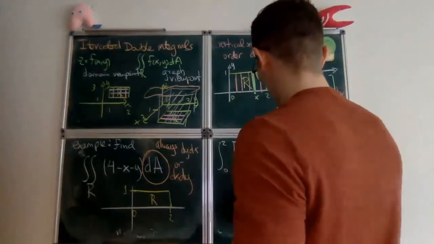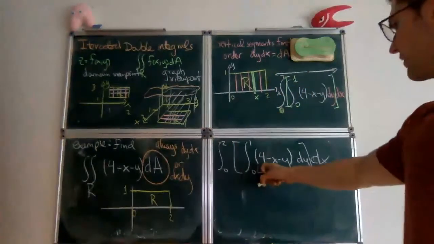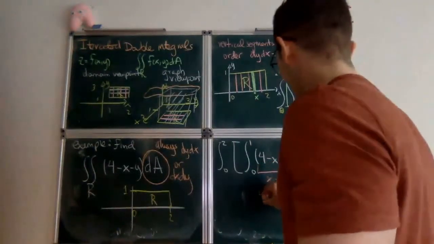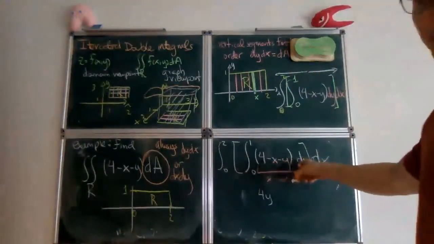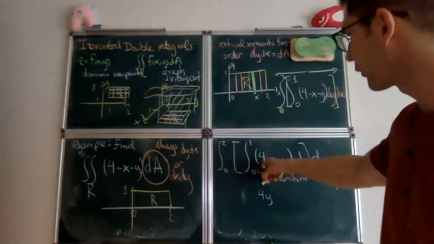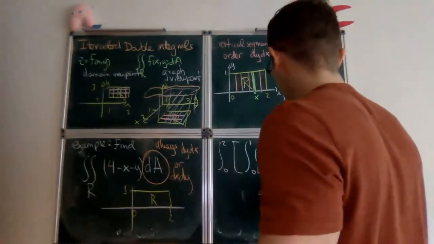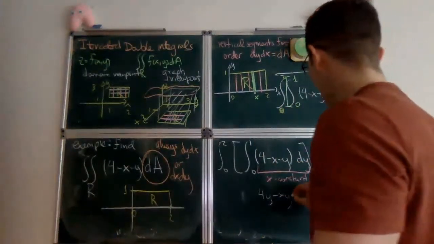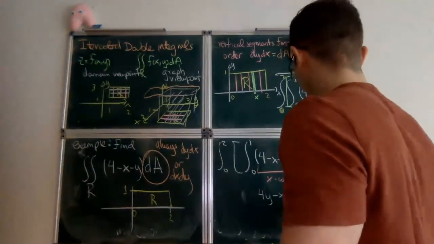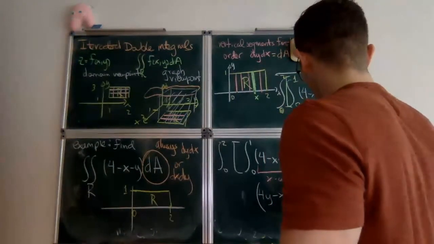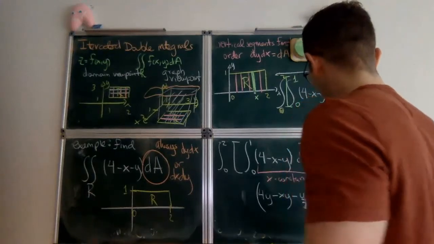Well, the integral of 4 with respect to y, that's 4y. The integral of x with respect to y, well, x is again like a number. It's not really different from 4 in this context. So this should be minus xy. And now the integral of y with respect to y, that's really minus y squared over 2. Okay, and this is being evaluated from y equals 1 to y equals 0.